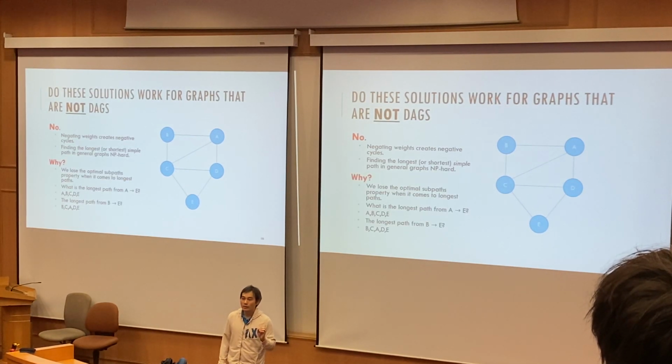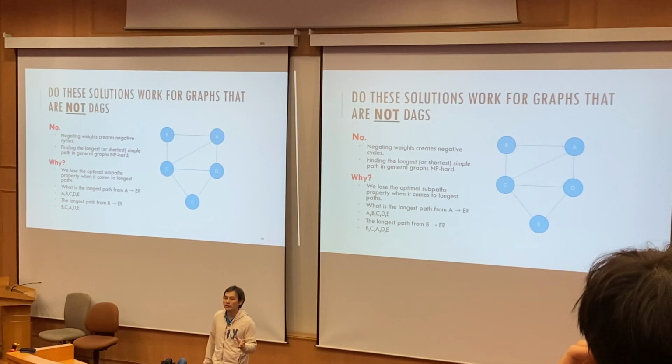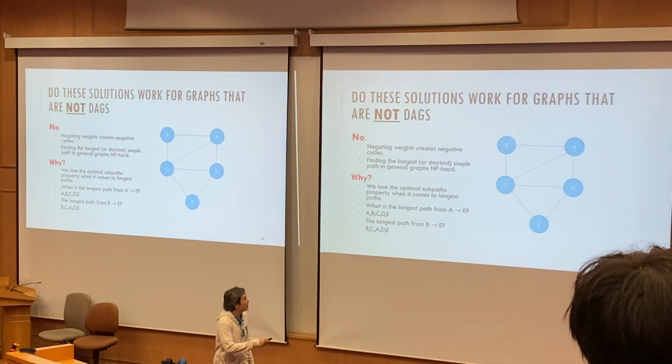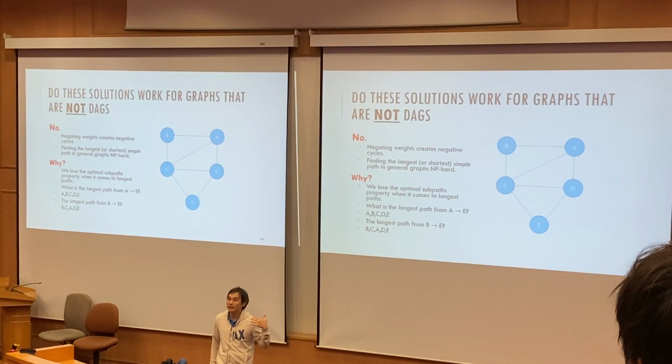So why is this the case? It's because we lose the optimal subpath property when it comes to longest paths in general graphs like this. So you can see an example here in the slides.